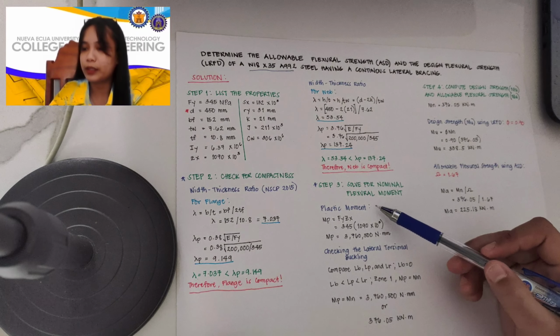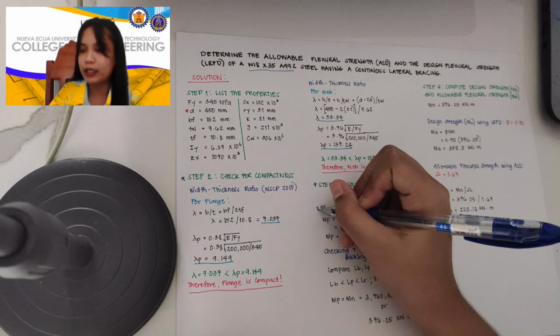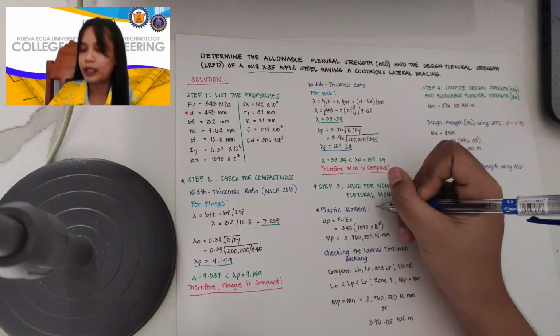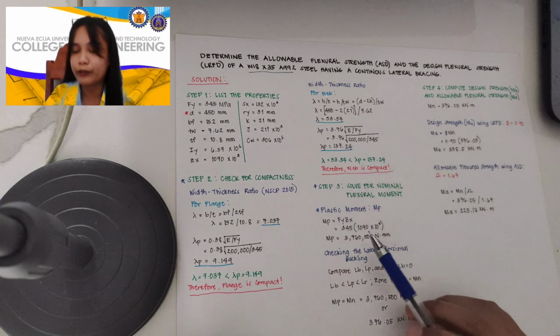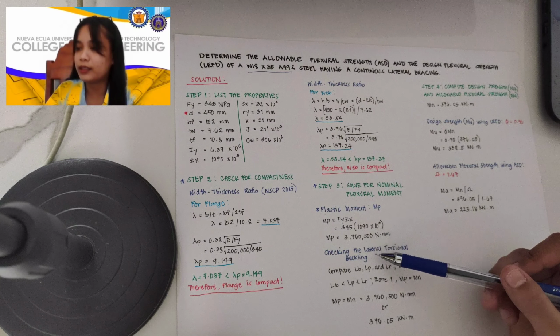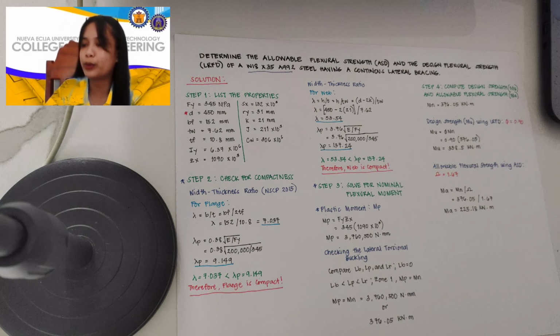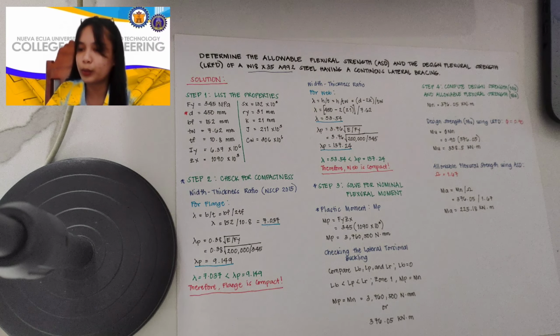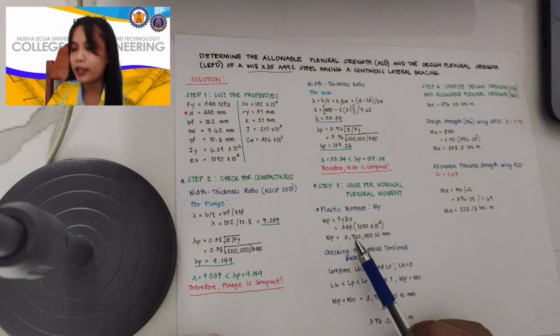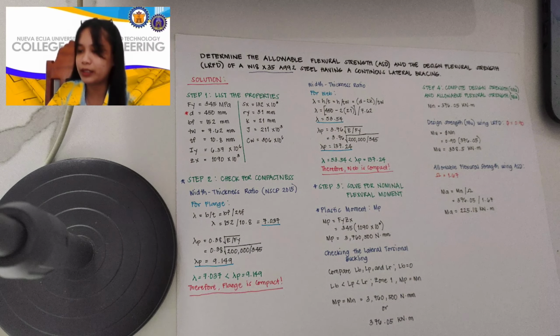For the plastic moment, Mp is equal to Fy Zx. Saan ba natin nakuha yung formula na to? Also, this is based on section 506.2.1, which is yielding. Where Mp is the plastic moment, Fy is the specified minimum yield stress of the steel being used, and Zx is the plastic section modulus about the x-axis. Lahat ng ito is based on the AISC table, sa properties ng ating steel.